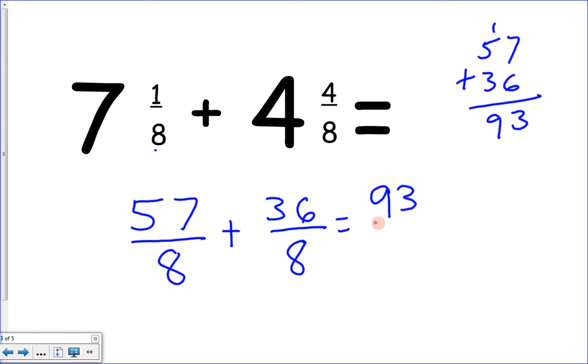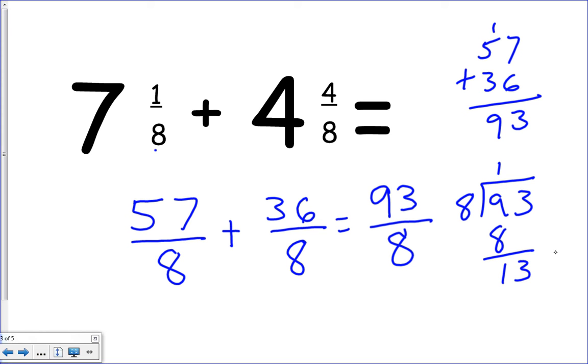By the way, if you ever wondered why you have to learn your multiplication, you probably know the answer now. Sure comes in handy if you have these memorized. 93 divided by 8 goes in once, 8. Bring down 13. That goes in once. Remainder 5. So 11 and 5/8 is my answer.